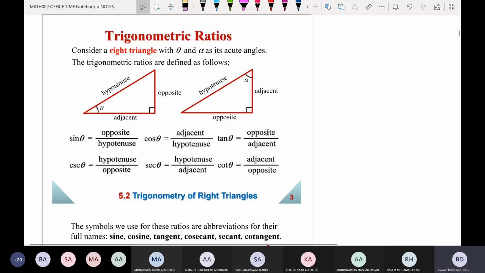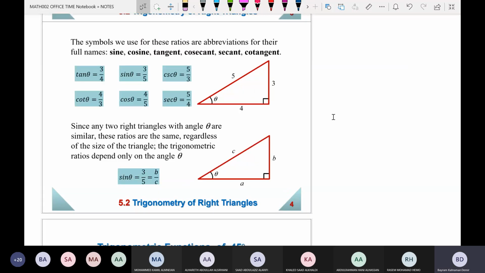Just as an example, suppose we have a right triangle with sides 3, 4, and 5. This famous triangle. And the sine of theta, as you see, is 3 divided by 5, and the cosine of theta is 4 divided by 5. And tangent of theta is 3 divided by 4.